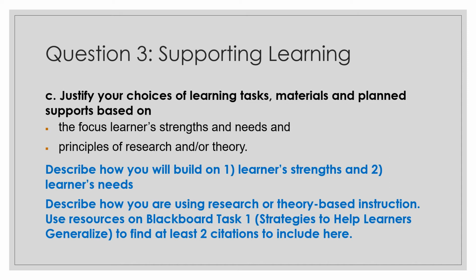Question 3C, you are going to justify your choices of learning tasks, materials, and plan supports based on 2 things: the focused learner's strengths and needs and principles of research and/or theory. So this section is a little bit more scholarly. So why did you choose those particular learning tasks and materials and plan supports? You've already talked about the learner's strengths and needs. And you've talked about what choices you made. Now you're going to talk about why you made those choices. And you want to use principles of research and theory.